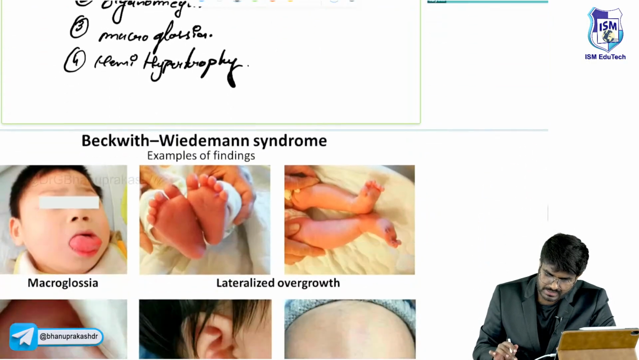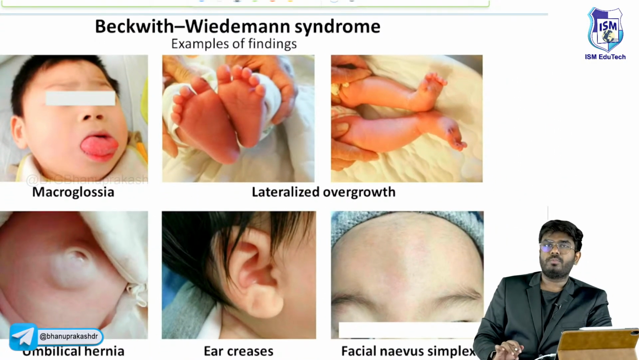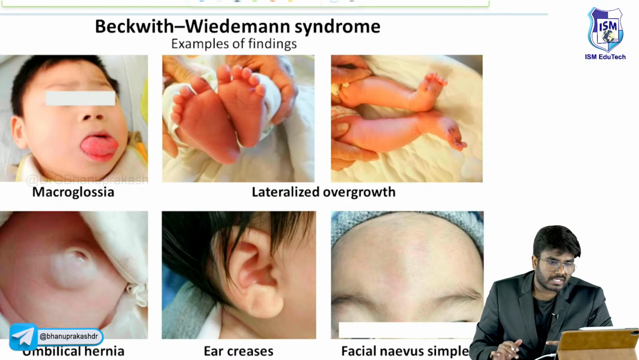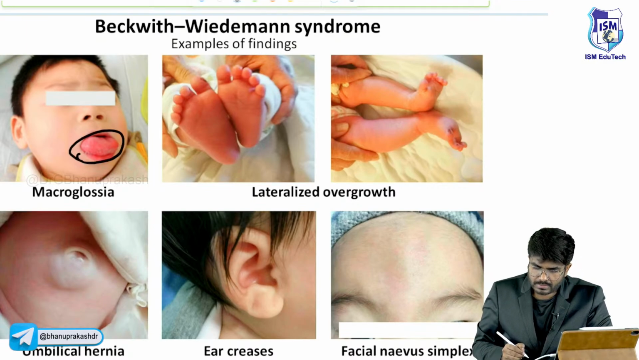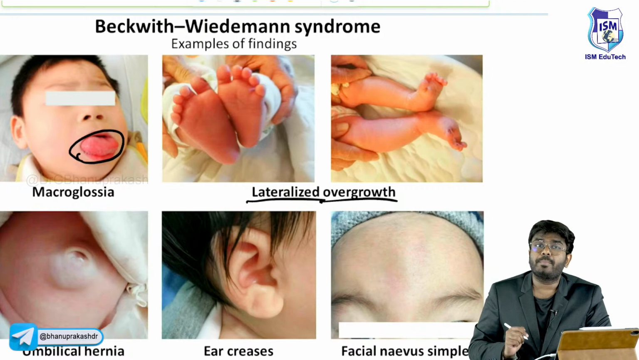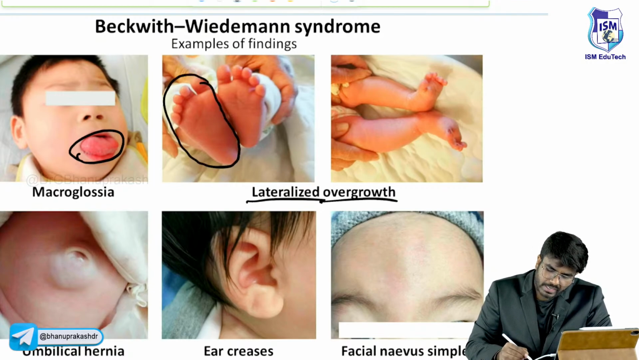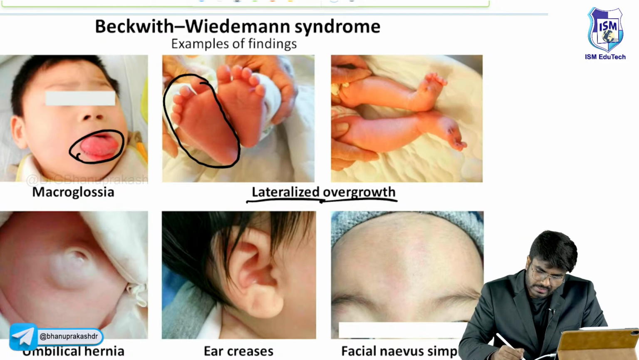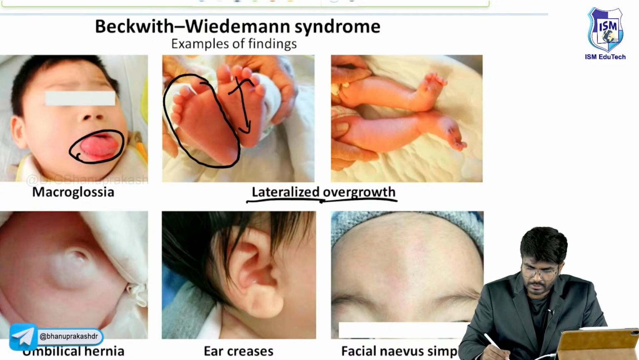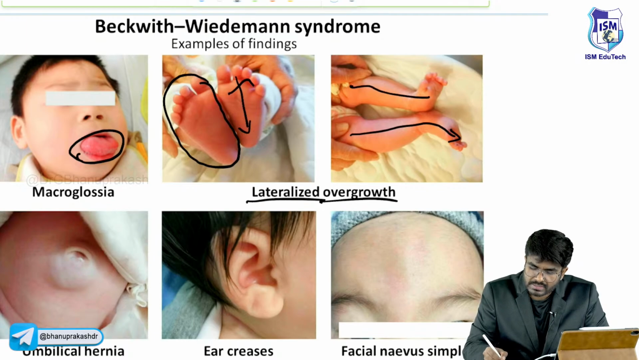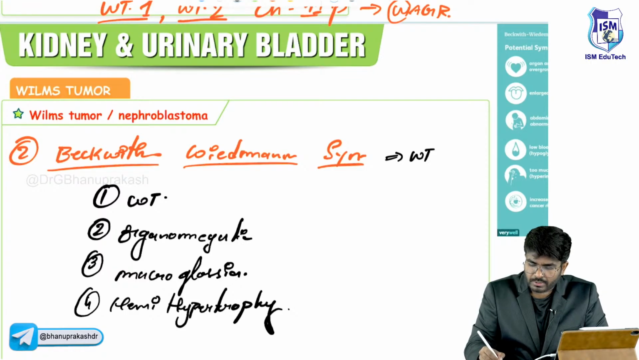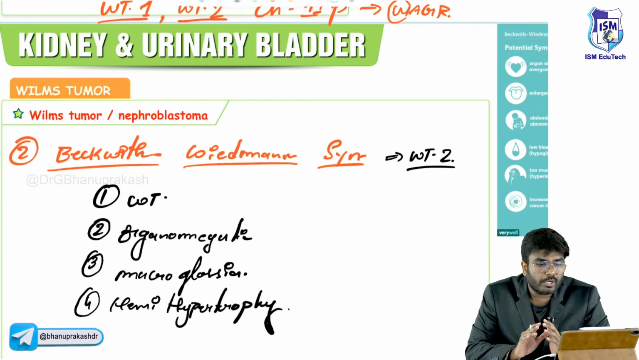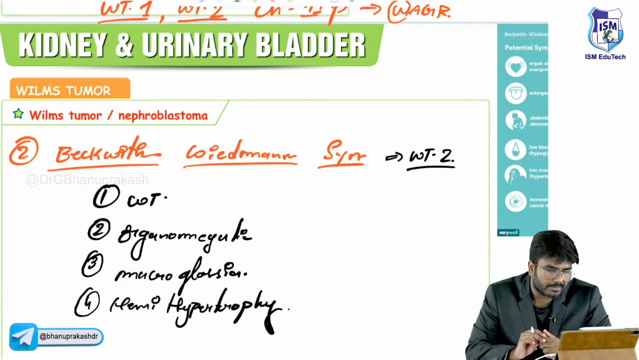So what exactly is this hemihypertrophy? Look here, Beckwith-Wiedemann syndrome is again seen in children. Macroglossia, big tongue. There is lateralized growth or hemihypertrophy, which means one side is growing more and the other side is growing less. Look here also, one side is growing more. Why Beckwith-Wiedemann? Again the same WT mutation, WT2 gene mutation.